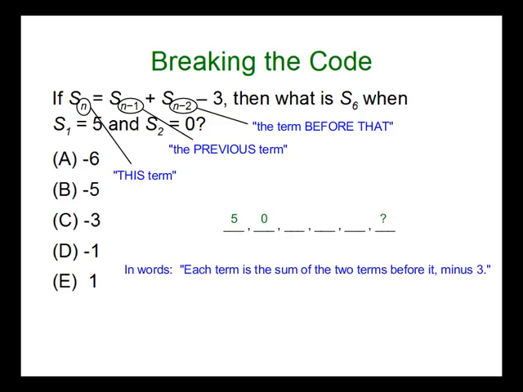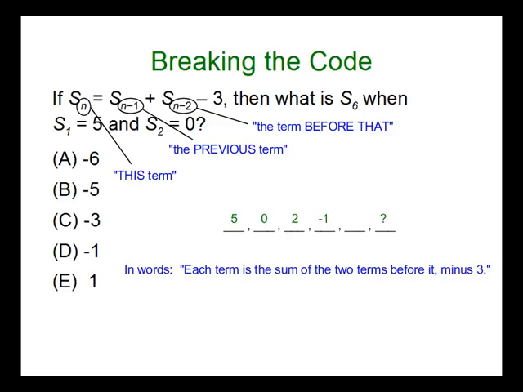And with that, you don't really even have to reference that mathematical sequence definition anymore. You've already kind of cracked the code. And from here on out, it's just a matter of doing it. So the third term is going to be 5 plus 0 minus 3, which gives you 2. So the next term, the fourth term, is going to be 0 plus 2 minus 3.